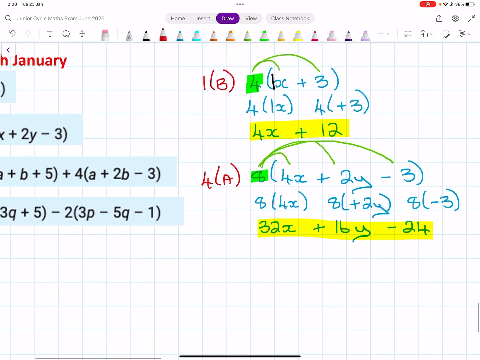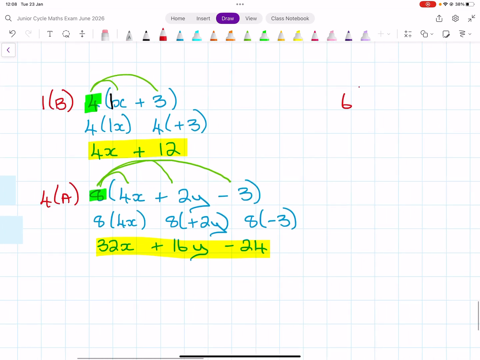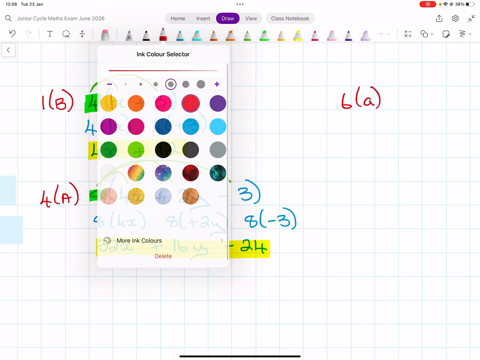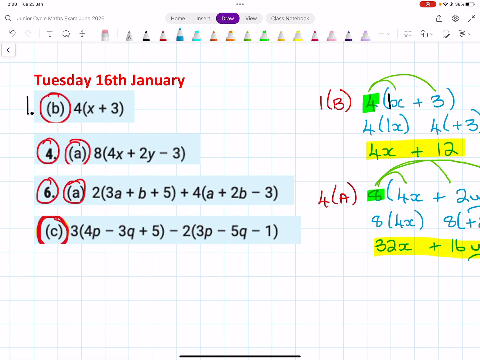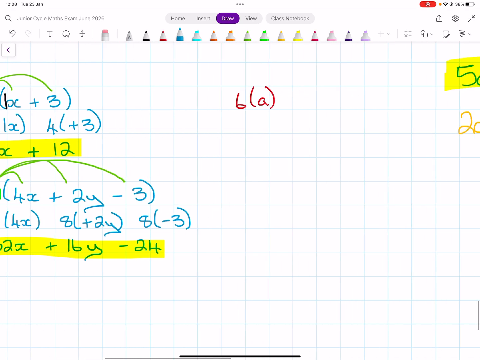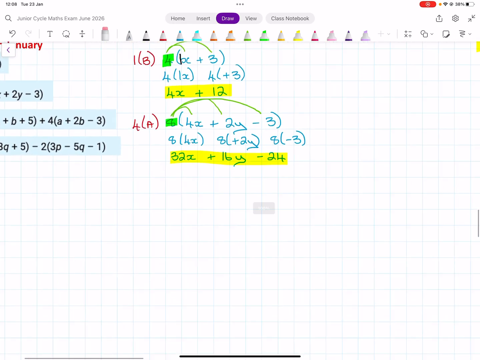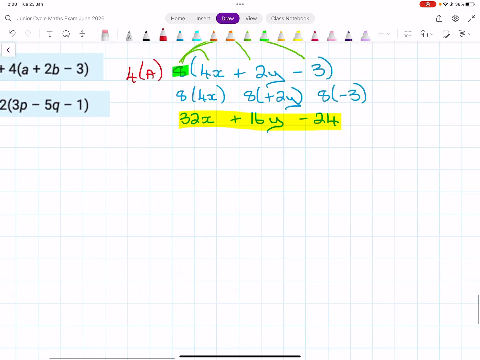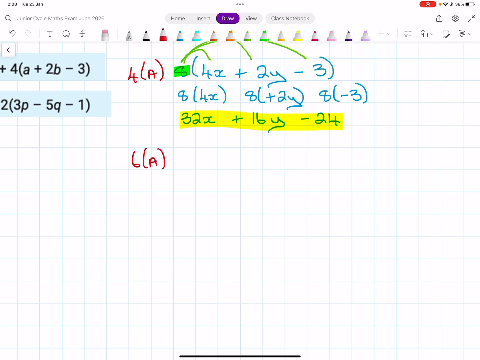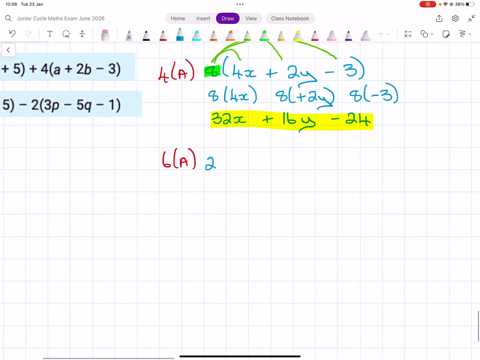Okay, next is 6a. I'll move across here. Okay, so 2 times 3a, b, and 5. Sorry. Is that the other homework? Oh, it is. I'll go down here. So 6a. Okay, try that again. 2 times 3a plus b plus 5. And then plus 4 times a plus 2b minus 3.